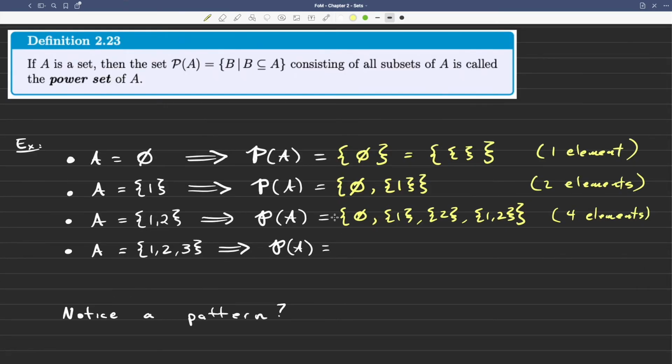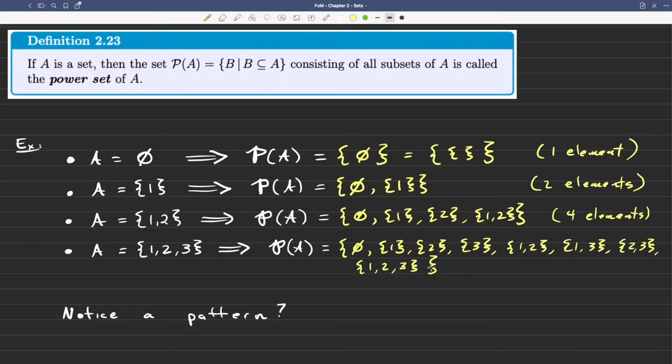Let's do one more. The power set of a 3-element set with 1, 2, and 3 in it, you'd get, well, the empty set's always there. You get all those singletons, 1, 2, and 3. Then you would get the subsets that contain 2 elements. So you get 1 and 2, 1 and 3, 2 and 3. And then you get the whole set itself, 1, 2, and 3. And then that's it. And notice here, how many elements do we have?